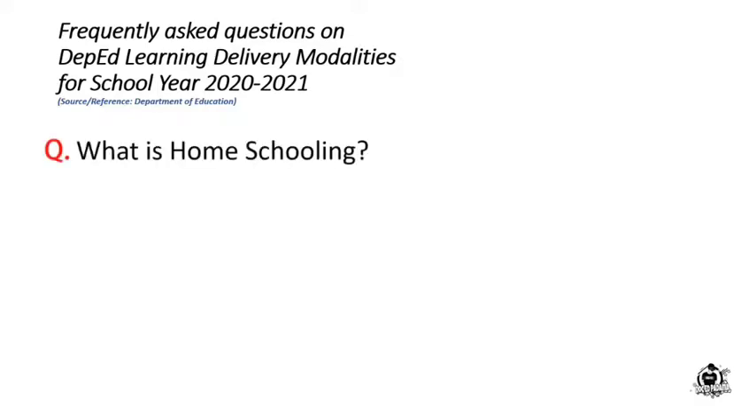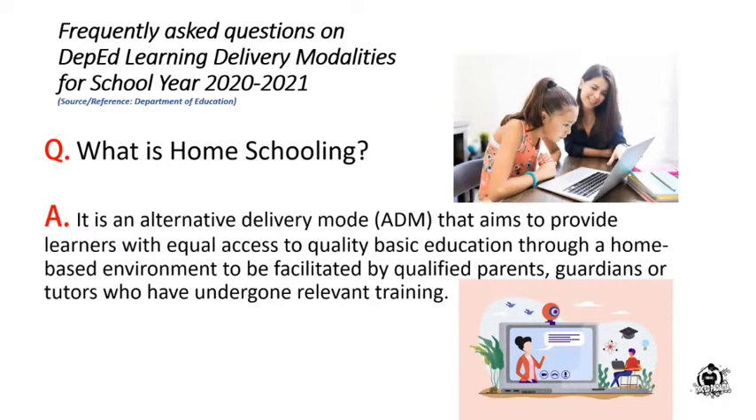The next question is, what is homeschooling? Homeschooling is an ADM or alternative delivery mode that aims to provide learners with equal access to quality basic education through a home-based environment to be facilitated by qualified parents, guardians, or tutors who have undergone relevant training. In this type of modality, learning takes place at home facilitated by people who have undergone relevant training in education. Even before the pandemic, homeschooling has already evolved into two types, which is F2F and online.